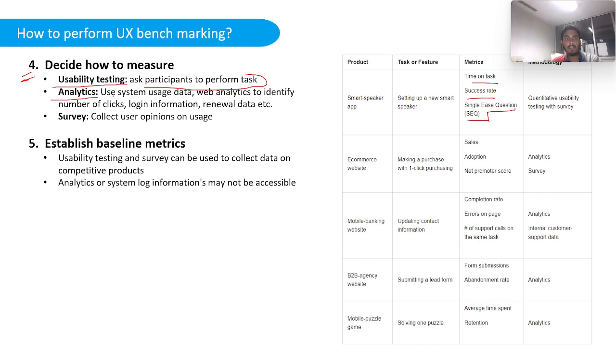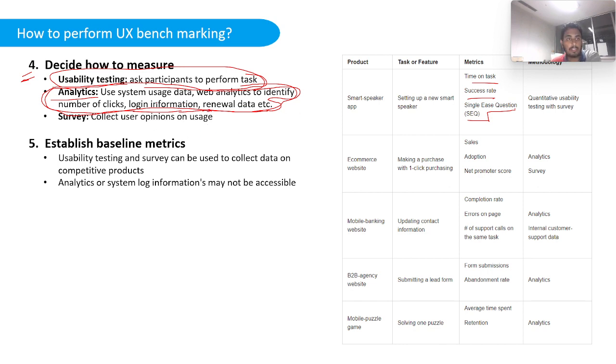The second technique you can use is analytics. You can use system usage data or web analytics to identify the number of clicks, login information, renewal data, etc. So this is again one way we can collect information on system usage data. After you finish usability testing, you can combine information from what you can see and what you can hear from the user interaction. You can also consider information stored in the device or website, about usage data, the number of clicks, the way the person navigates, etc.